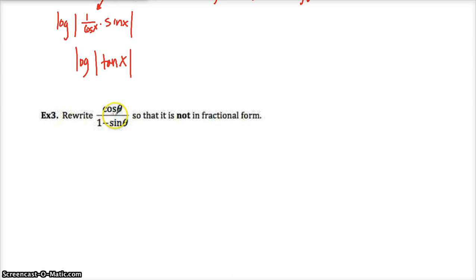Okay, this one, rewrite cosine theta divided by 1 minus sine theta so that it's not fractional form. I believe you guys have a cosine squared theta. So what do we do? We're just going to multiply. Oh no, we don't need to do that, sorry.